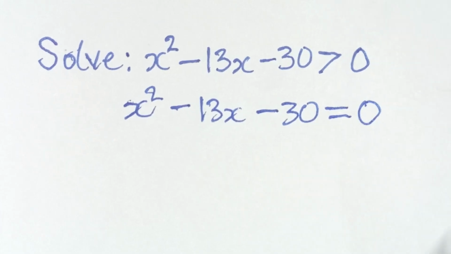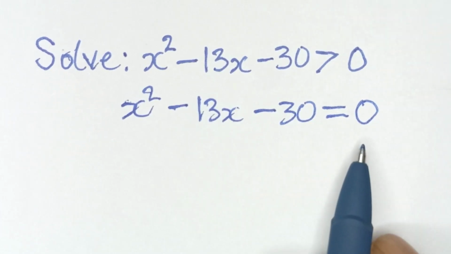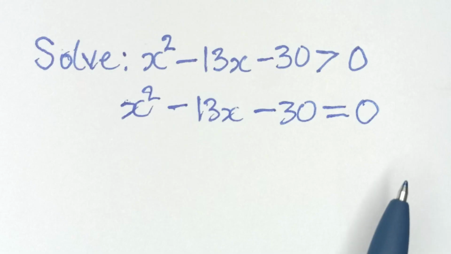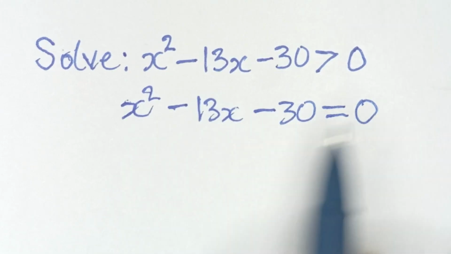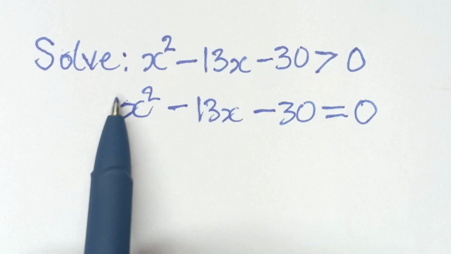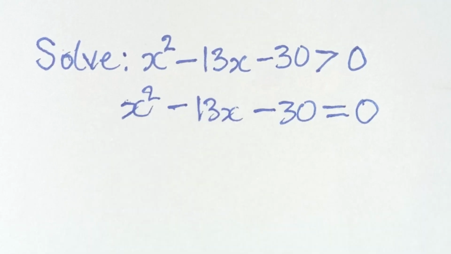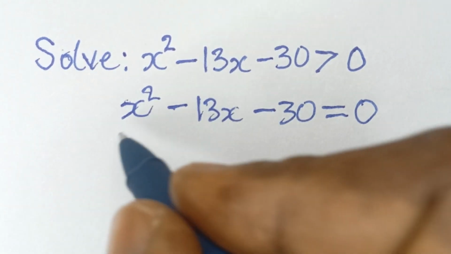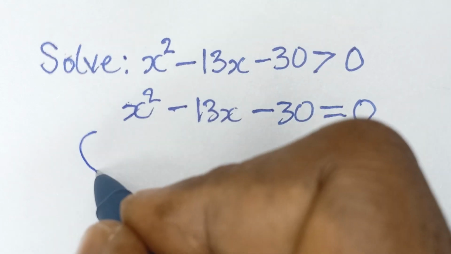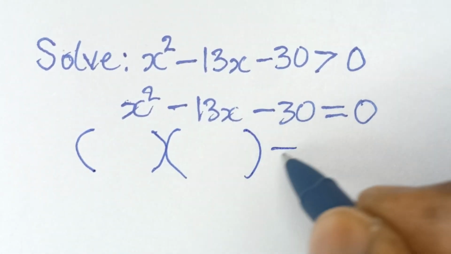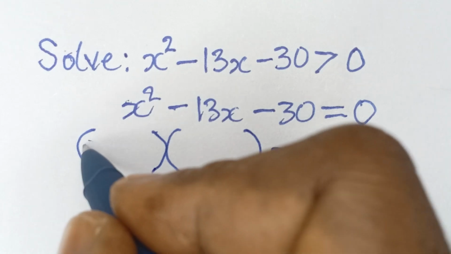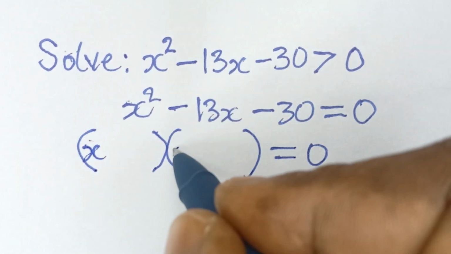So we have equated it to 0. The next thing for us to do now is to solve as if we are solving a quadratic equation. Since the coefficient of this is 1, because it's like 1x squared, a very simple way of solving this is to open up brackets like this. Open up brackets, equate it to 0, and introduce the variable, which is x and x here.